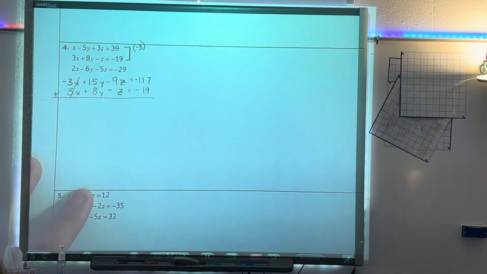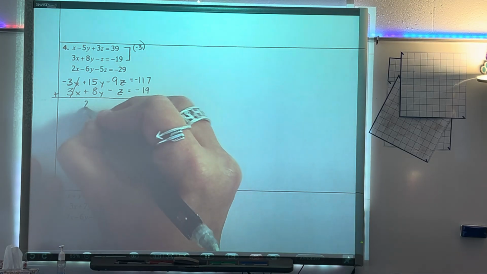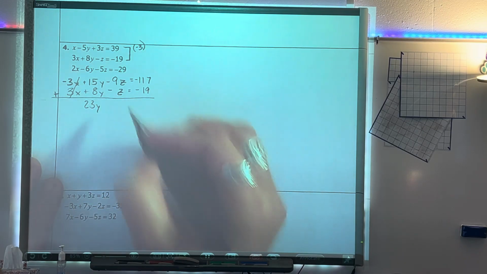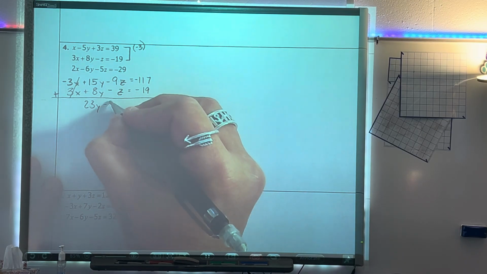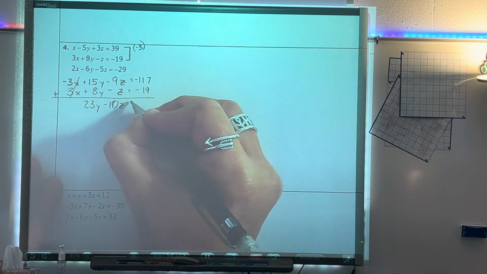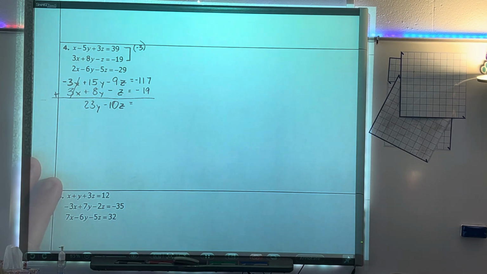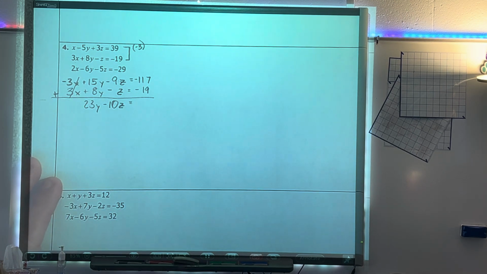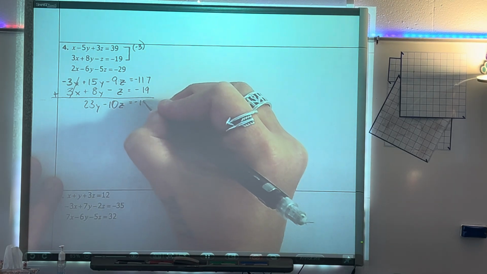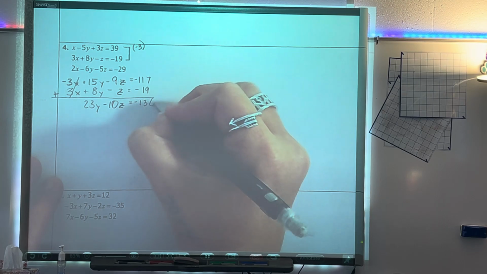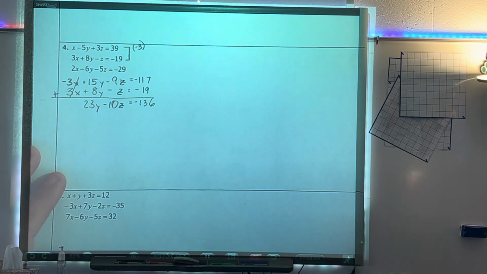Alright, x is canceled. 15 and 8 is going to be 23y. Negative 9 and negative 1 is going to be minus 10z. And both of those are negative. Negative 117, negative 19, negative 136. Y'all okay there? Don't y'all have your calculator?